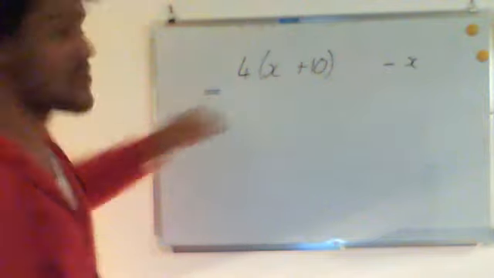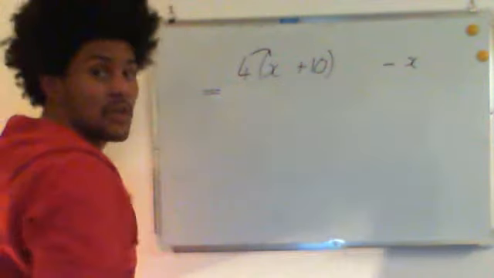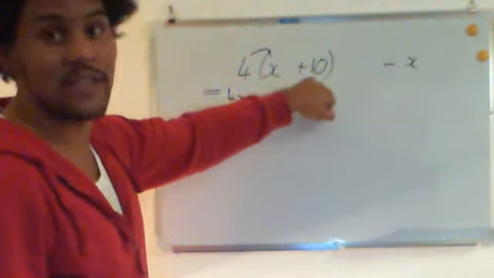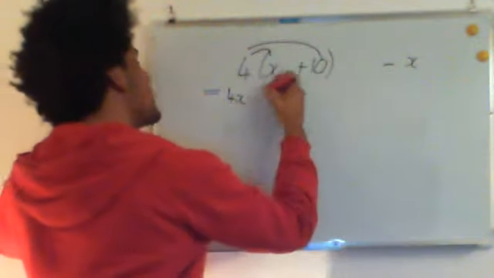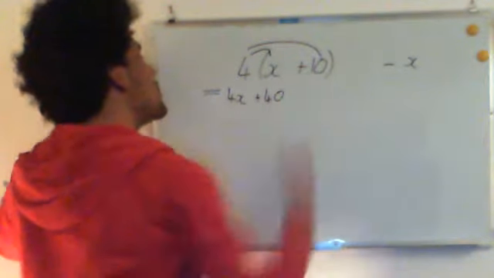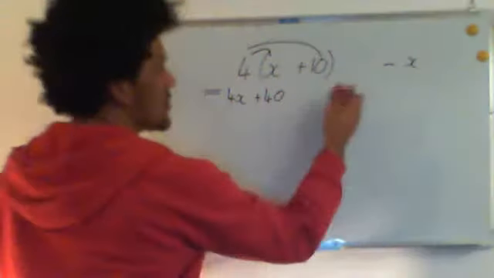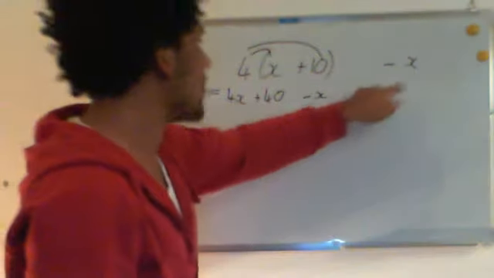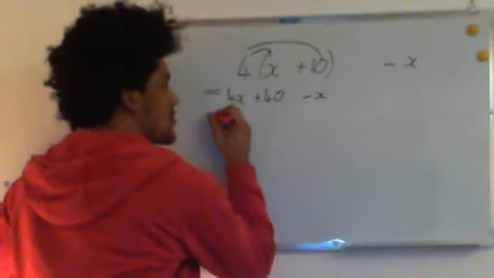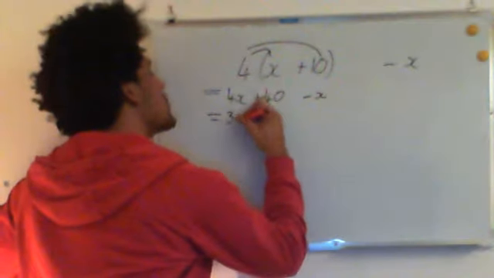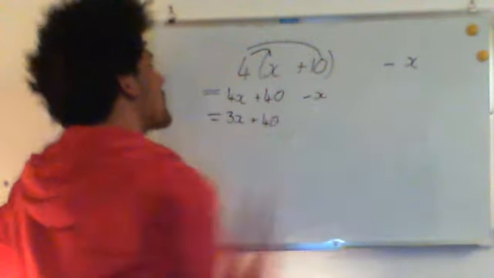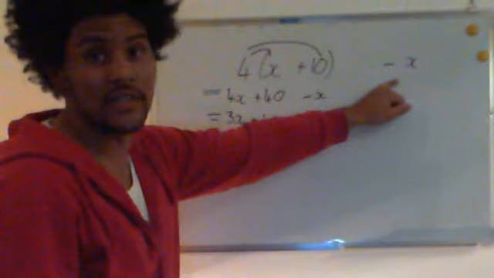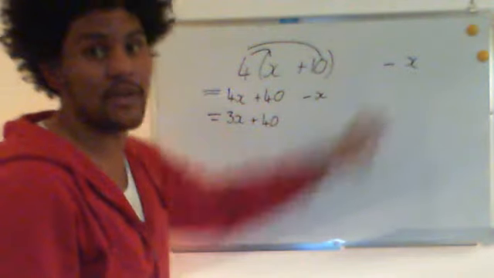So you multiply out the brackets, so it would be 4 times x, which is going to be 4x. Then you're going to have 4 times 10, which is going to be 40. So plus 40, and then you have this minus x here. So you can simplify now by collecting your x's together. So you have 4x minus x, which is going to be 3x. 3x plus 40. So you've just multiplied out your brackets, and then you've simplified the expression using the term outside the bracket.